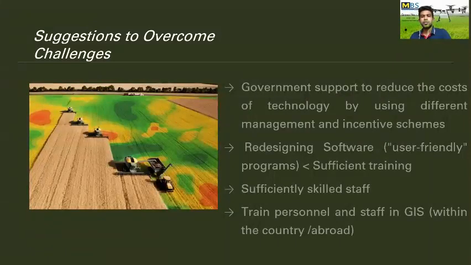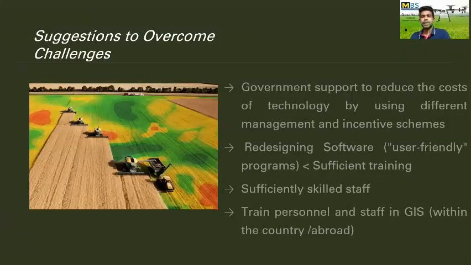In a long-term perspective, it is also important to understand the operations performed by the software. For developing countries, the primary need is sufficient training, not more user-friendly software. Because of that, required training should be provided in order to implement GIS successfully. And also government support is critical to reduce the cost of technology by using different management and incentive schemes.